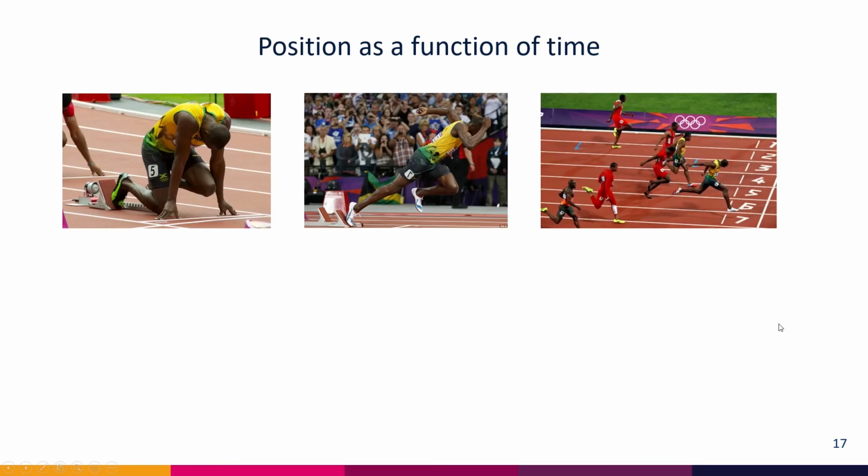We can also look at the position of the body and its center of mass as a function of time. So this is an example of sprinting. This is Usain Bolt. On the left, he is in the starting blocks. In the middle, just after the start. And on the right, near the finish.